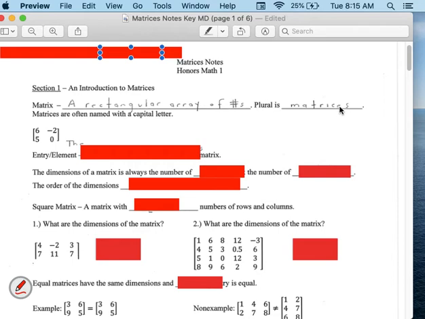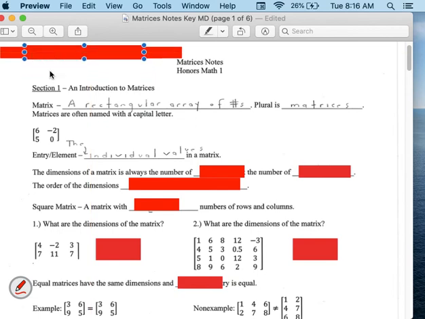Matrices are often named with a capital letter. So I might say that is matrix A, or that's matrix F, okay? Kind of like we used the alpha symbol to name angles. You just have a certain way to name them. So here's an example of a matrix.